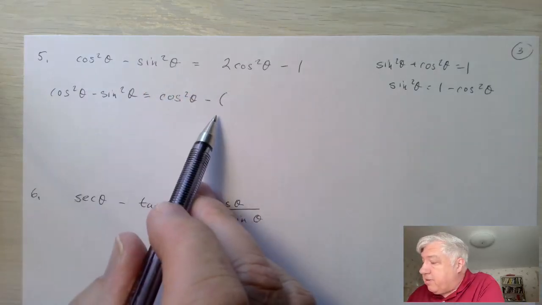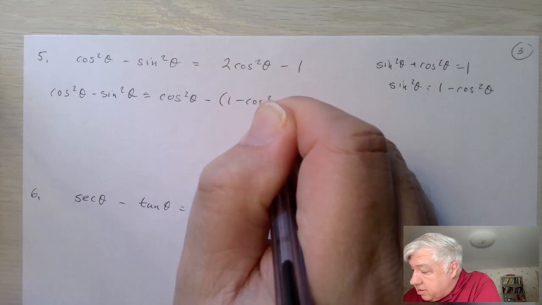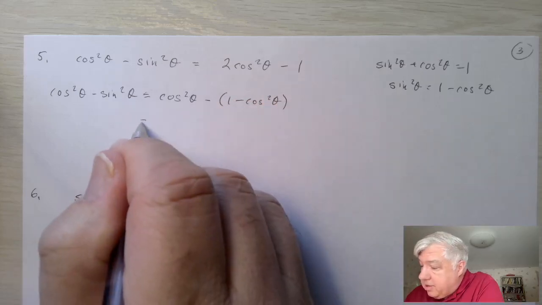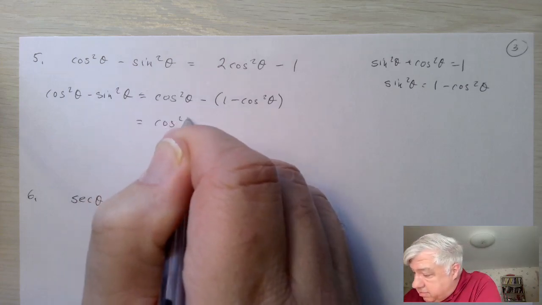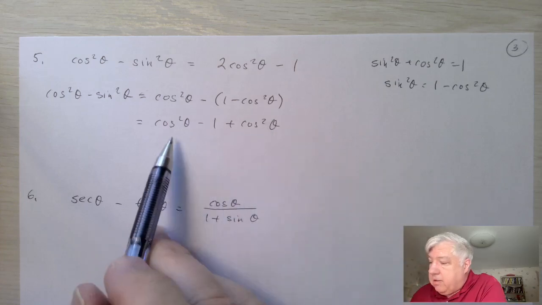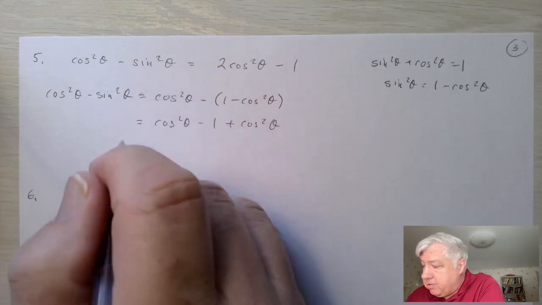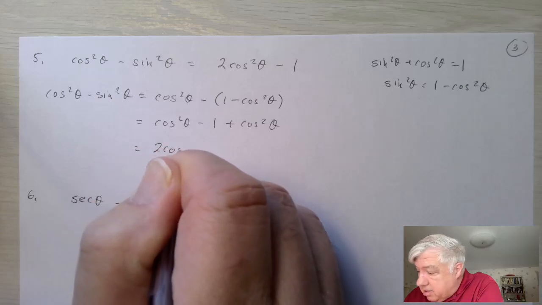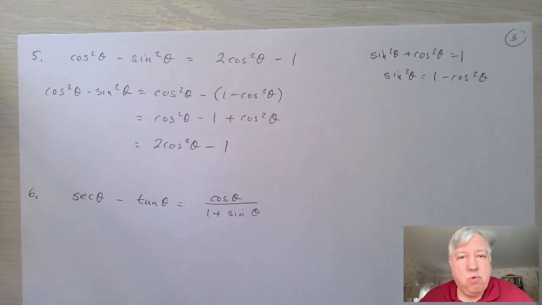and if you remember the parentheses. Okay, and then distribute the minus sign, and then collect like terms. So this will be cosine squared plus cosine squared, so that'll be 2 cosine squared of theta minus 1. And that's exactly what we wanted to show.